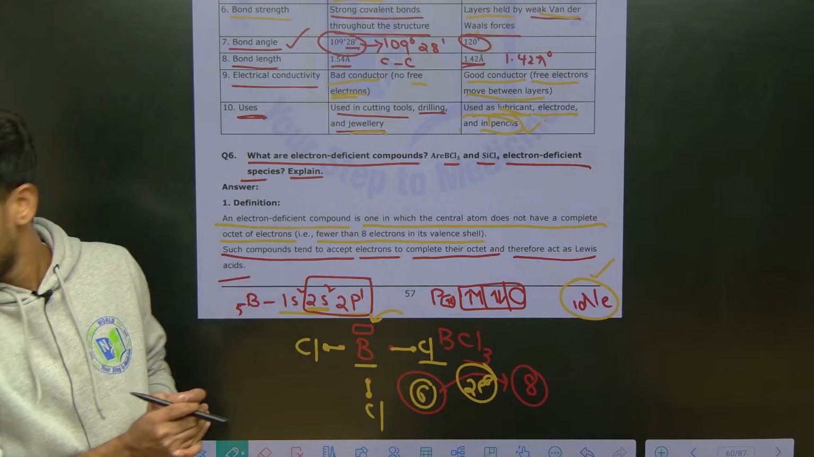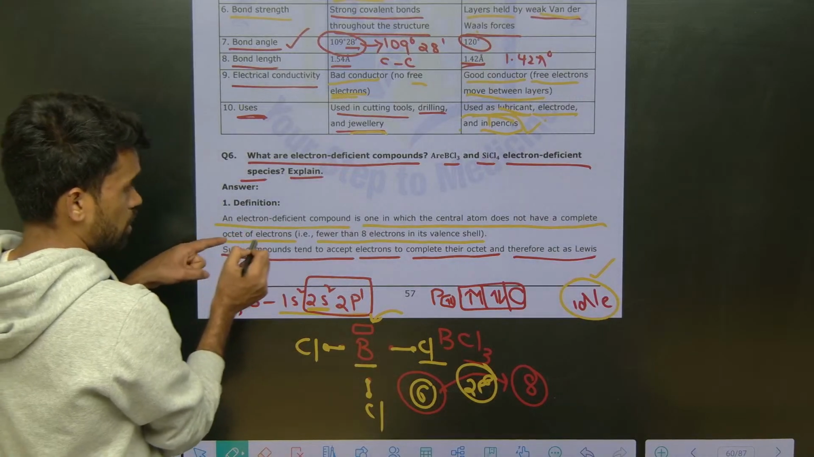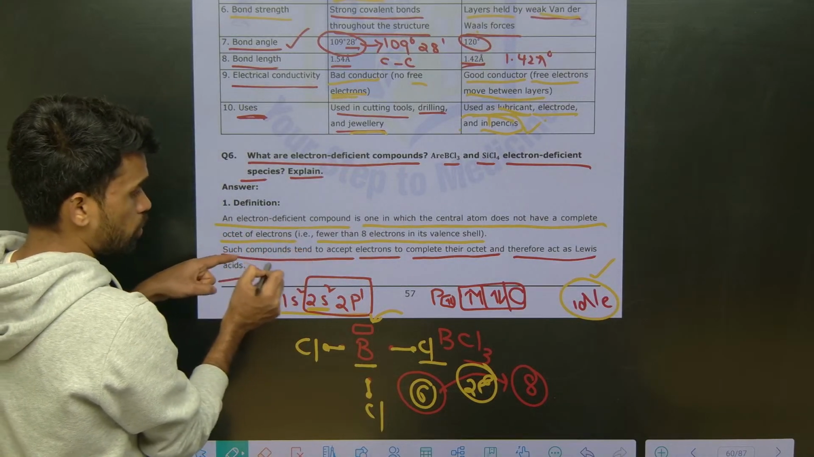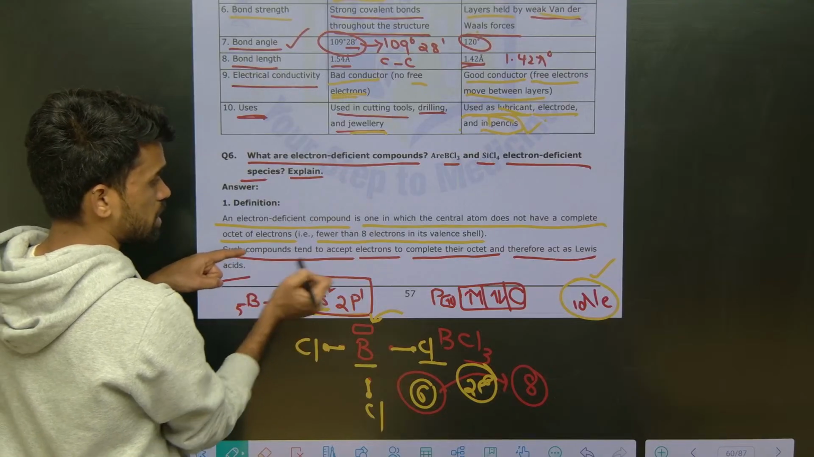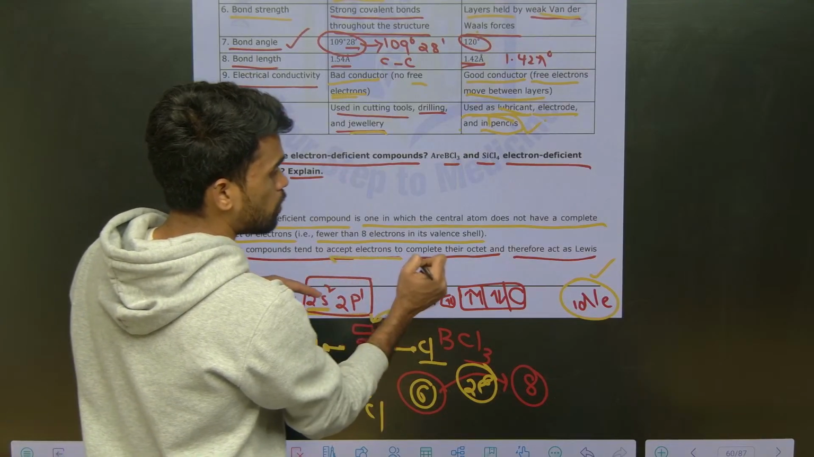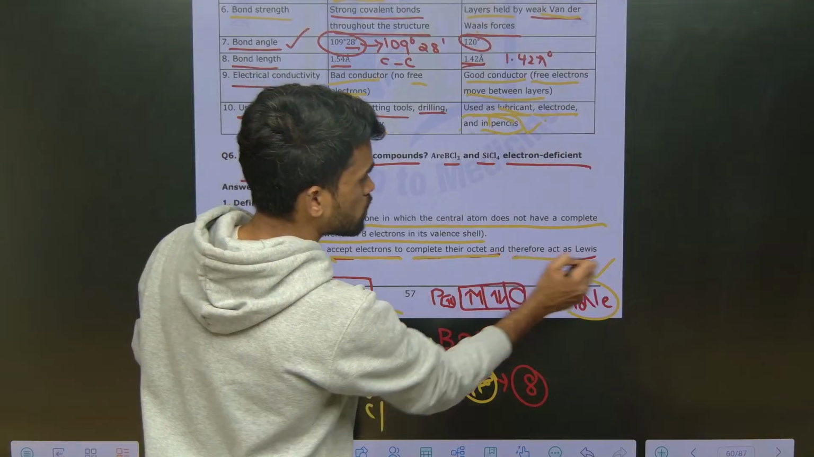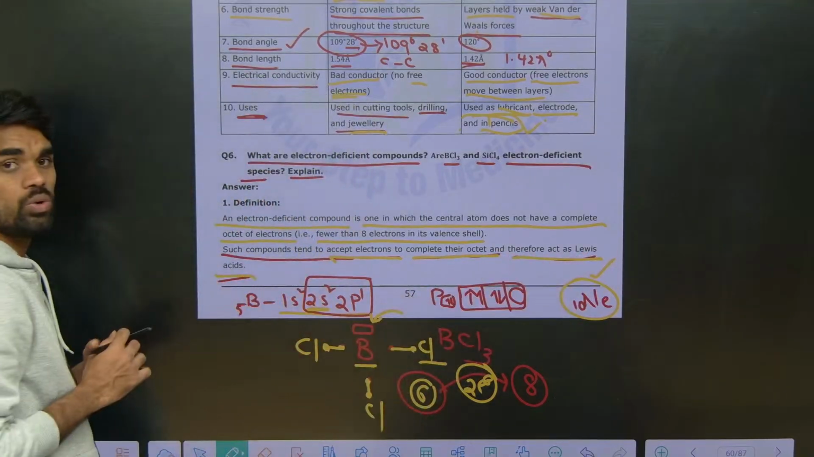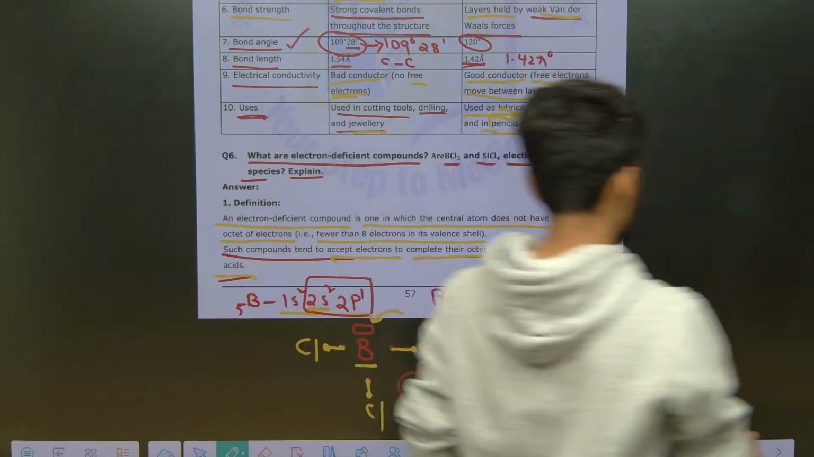Okay, right now. So now look at here, such compounds like BCl3 tend to accept an electron pair to complete their octet, and therefore they can also be considered as Lewis acids. Okay, these are the statements you can remember.